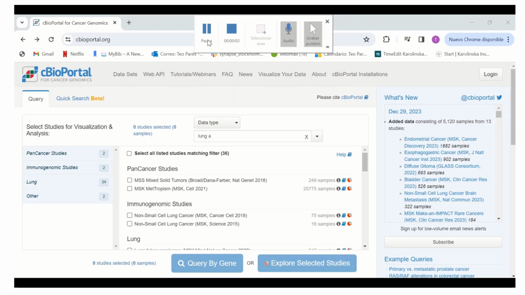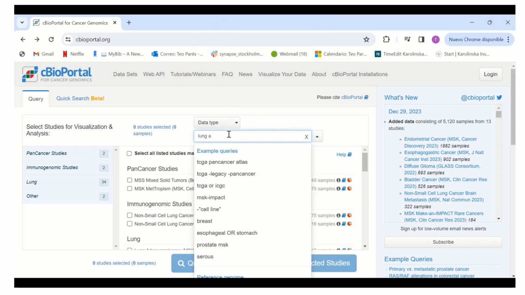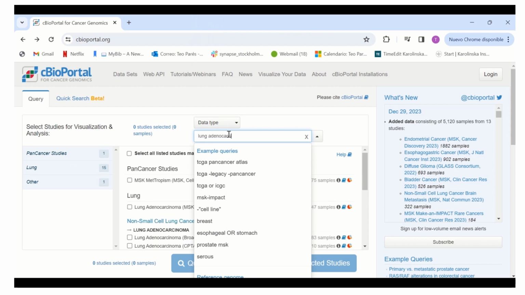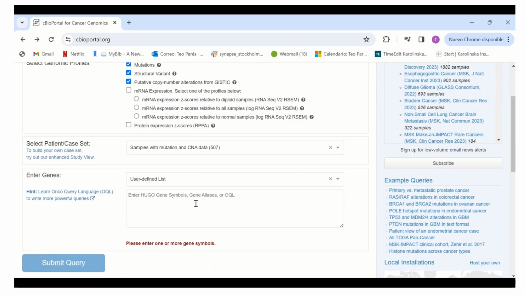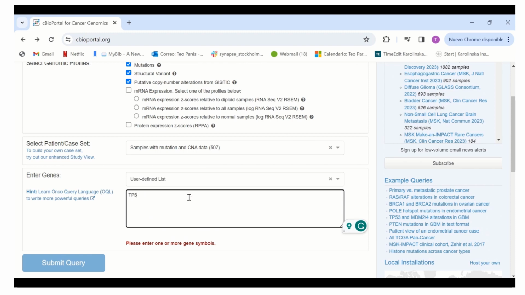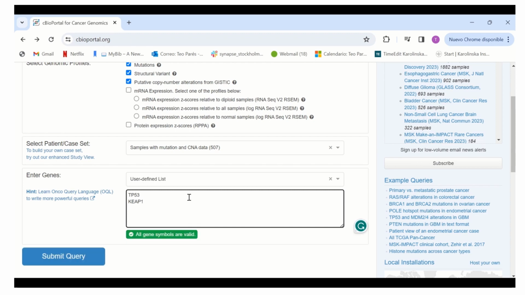So to generate the oncoprint, we just need to find our study. In this case, it's lung adenocarcinoma, PanCan, and then we select the study, and we query by gene. We type the genes of interest. In this case, they are TP53, KEAP1, and KRAS. When this turns green, we can submit.